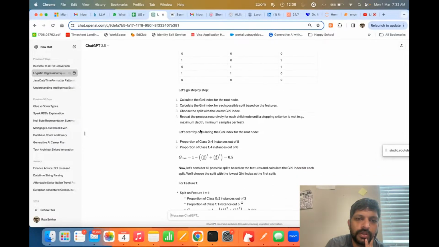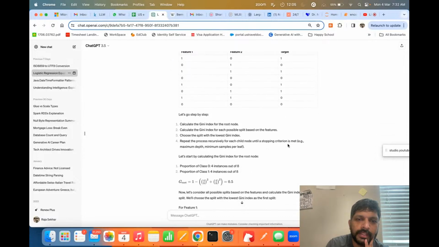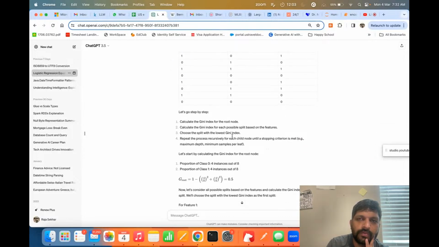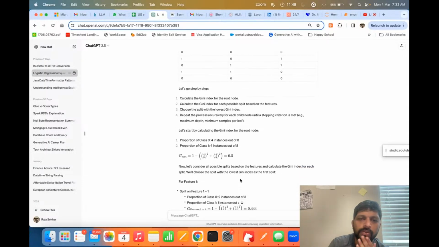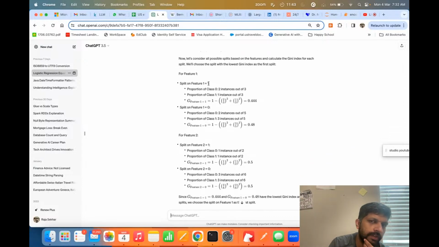So for the root node, the math is: there are four ones out of eight, so it's 1 minus (4/8)^2 plus (4/8)^2. So probability of 1 and probability of 0, each squared, right? 1 minus the squares of probability of 0 and probability of 1 is equal to 0.5. That is the root node. Now to select which split is good, feature 1 equal to 1.